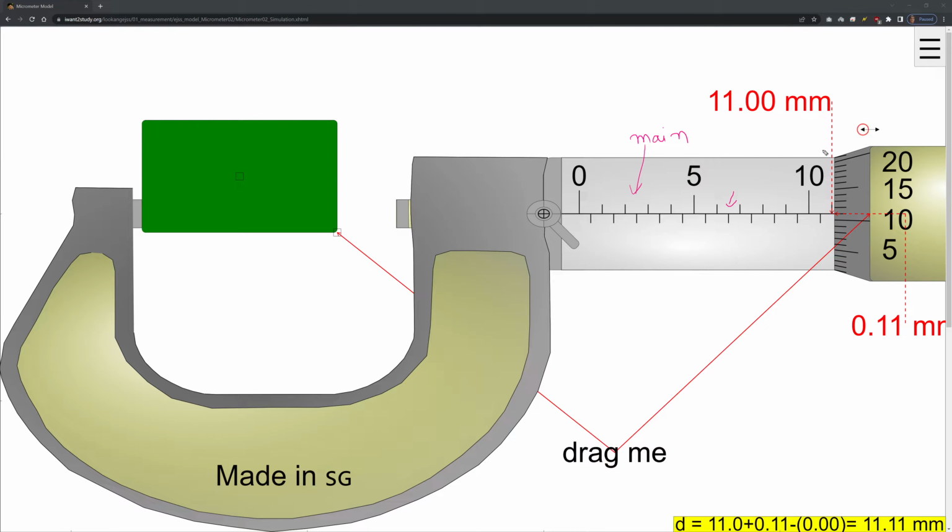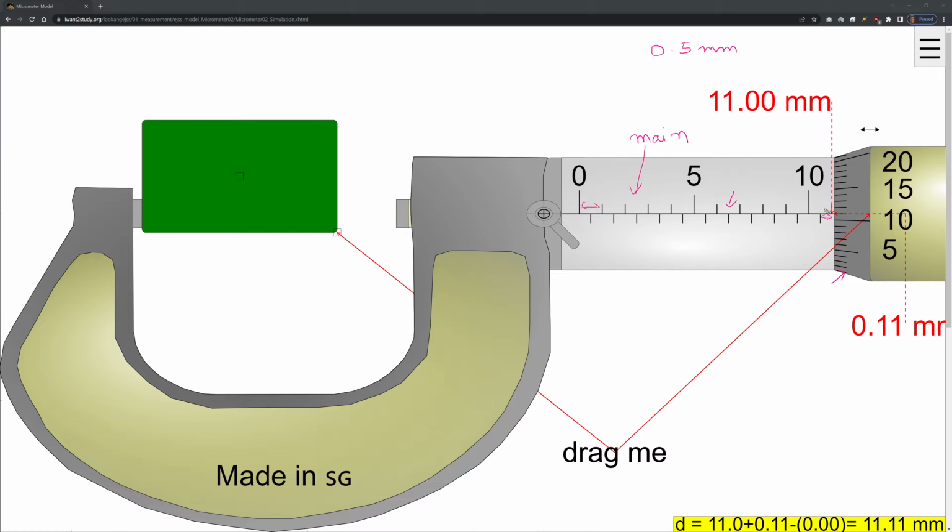The more accurate reading, the reading between two main scale divisions, is provided by this rotational scale, the circular scale, which is the screw scale. So there are two scales here, and the combination of the two readings on the two scales gives me the net reading in the case of a screw gauge. There is an animation here. We'll move it, but before we move it, let us understand what it really means. Each of these main scale divisions is worth 0.5 mm.